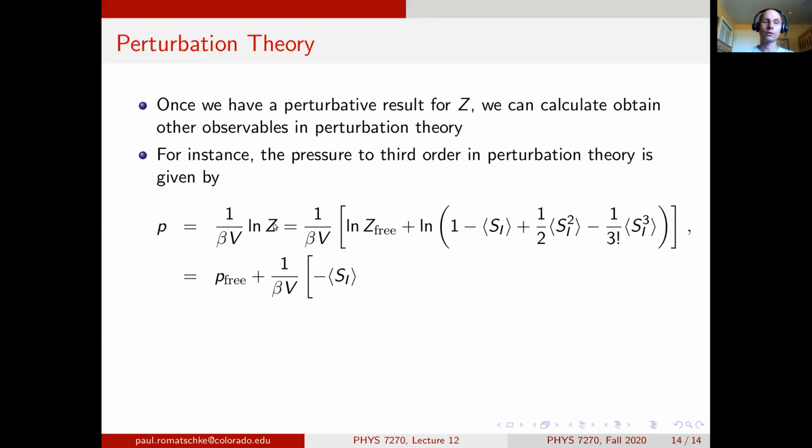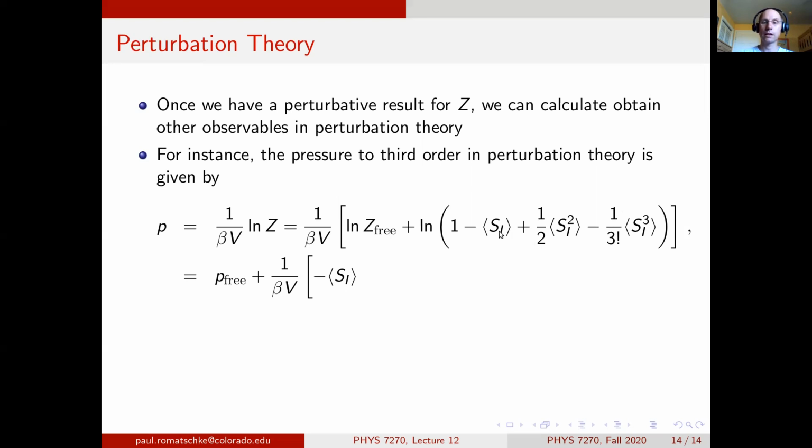Since we wrote the third order perturbative result as a product of Z_0 and something else, the logarithm separates into two parts. There's the logarithm of the free partition function and the logarithm of everything else. And the first part here is just the free pressure. So that's the pressure that we calculated in lecture 9. And everything else is a correction term on that free pressure.